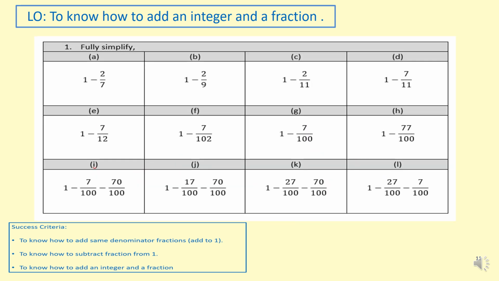Here are some questions for you to practice. Pause the video, have a go with all of them. When you finish, then start the video again.